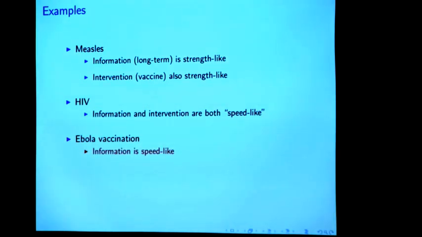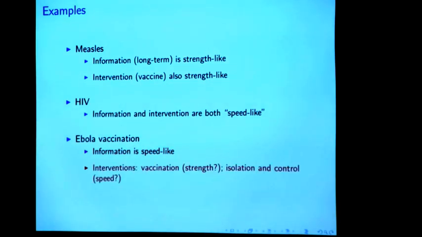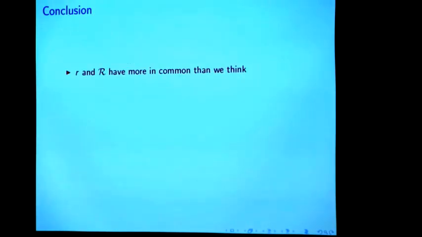Ebola vaccination is more complicated. During the outbreak, the information was pretty speed-like. The interventions we could talk for a long time about to the extent which they were speed-like or strength-like, including vaccination, because a lot of the vaccination that might have happened if the epidemic had continued was going to be reactive vaccination, which could turn out to be speed-like, for all I know.